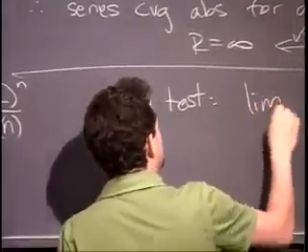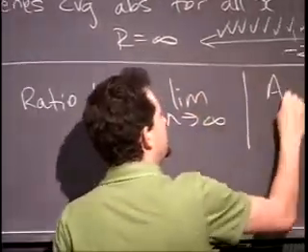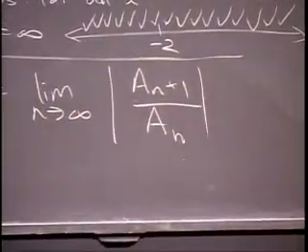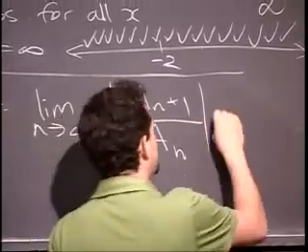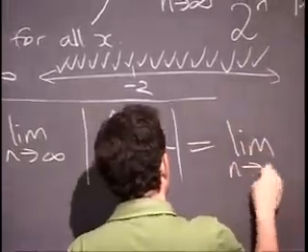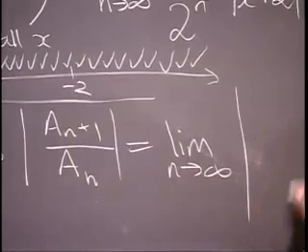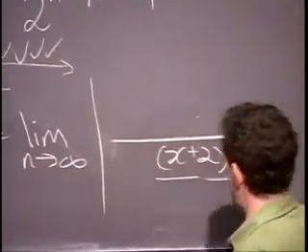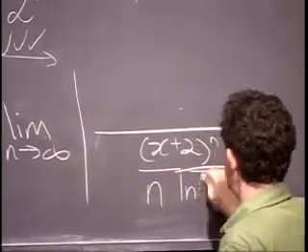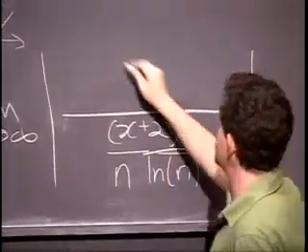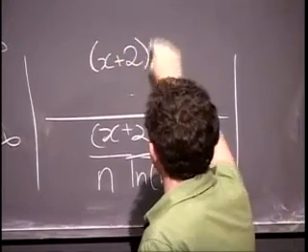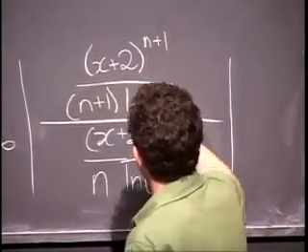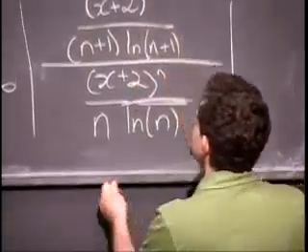So I take the limit as n goes to infinity of the absolute value of a_(n+1) over a_n. This should be pretty automatic by now. We've been using the ratio test a lot. You've got to be able to set that up. And so too the next statement, which is just to copy on the bottom x plus 2 to the n over n log n, and then adjust on the top to x plus 2 to the n plus 1 over n plus 1 log of n plus 1.